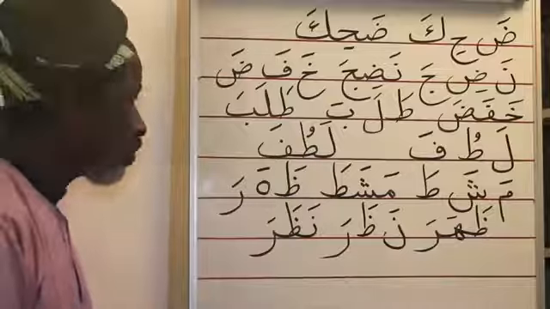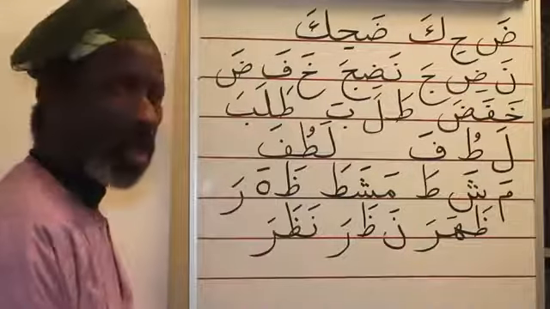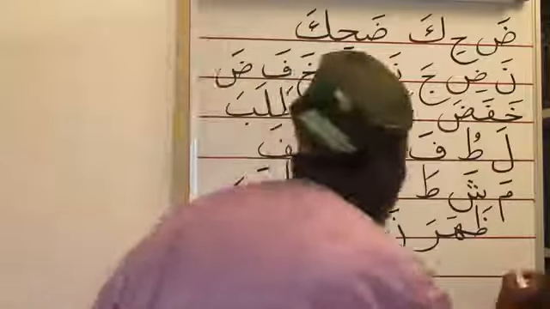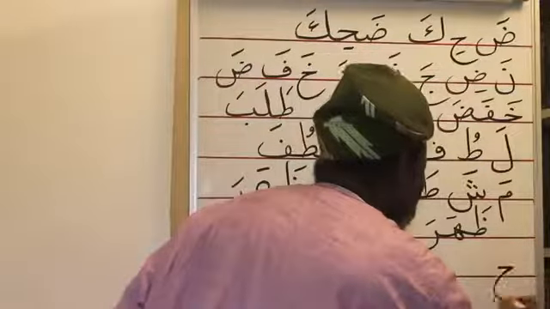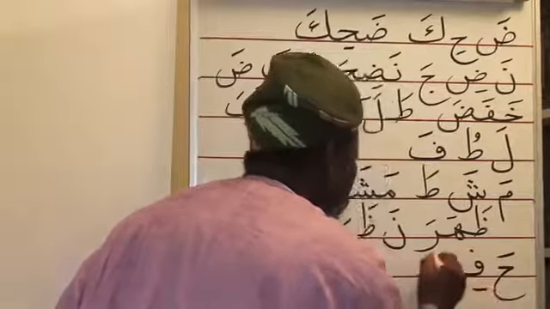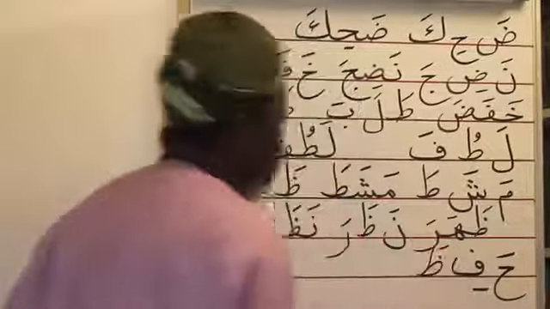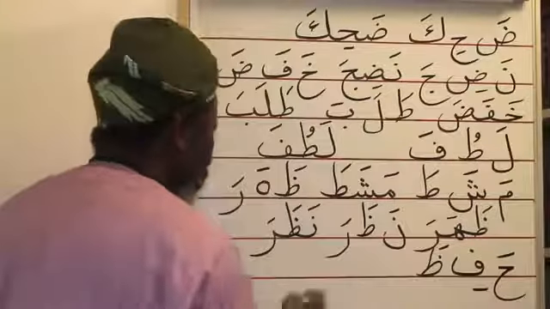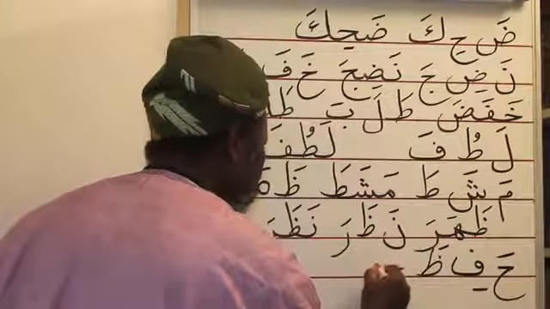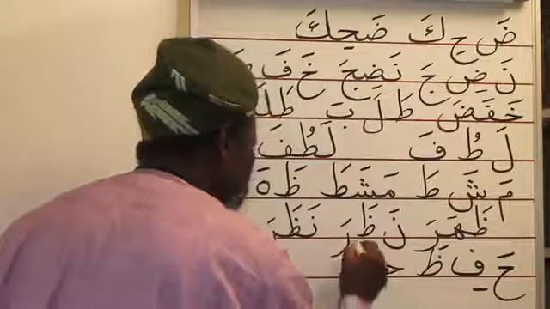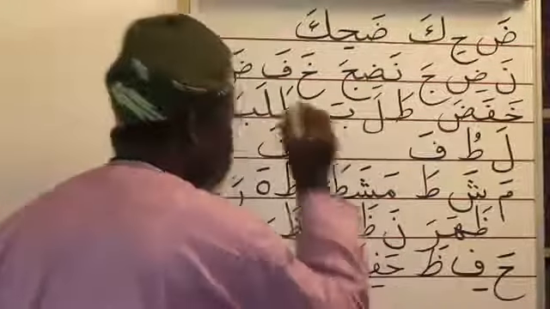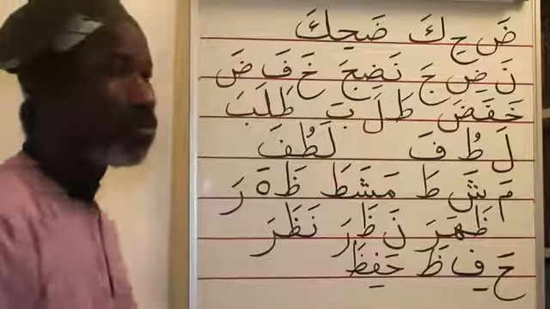Nadhara. The next one, hafidha, to make dha at the end. Ha, fi, dha. Hafidha. Let's write it in the join format. Ha, fi, dha. Hafidha.